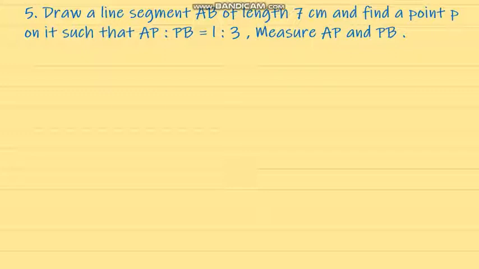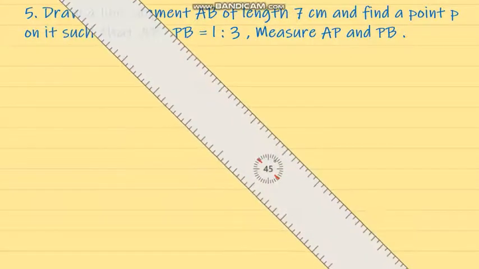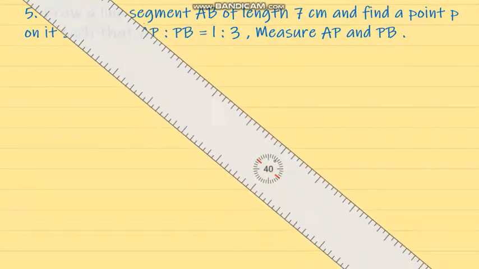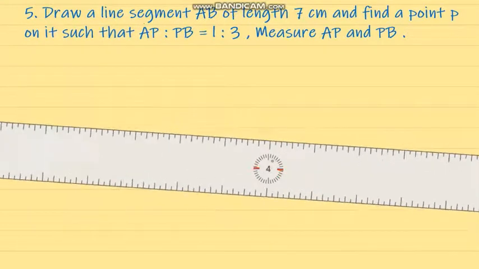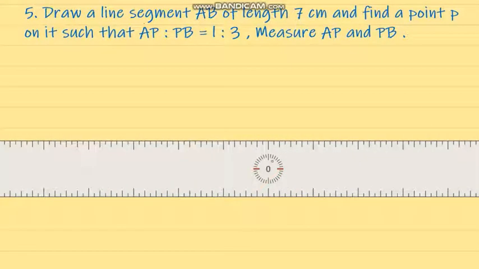Now let's see what is given in this question. Draw a line segment AB of length 7 cm and find a point P on it such that AP ratio PB is equal to 1:3. Find AP and PB.